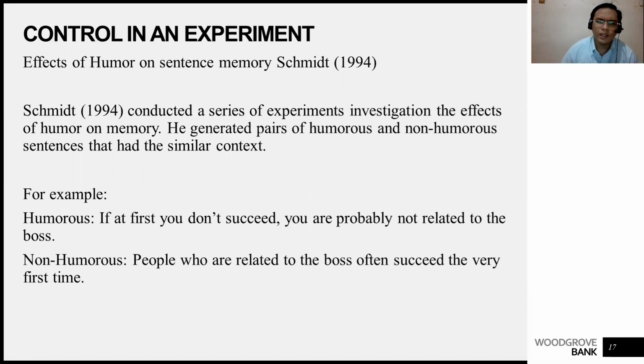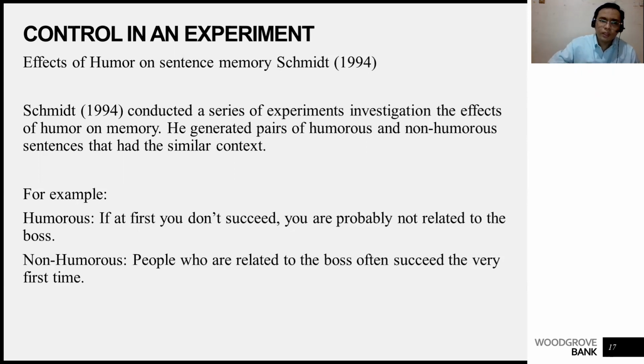Schmidt, in 1994, conducted a series of experiments investigating the effects of humor on memory. He generated pairs of humorous and non-humorous sentences that had a similar context. Here is an example of his stimulus. First, humorous: if at first you don't succeed, you are probably not related to the boss. Then the non-humorous: people who are related to the boss often succeed the very first time.